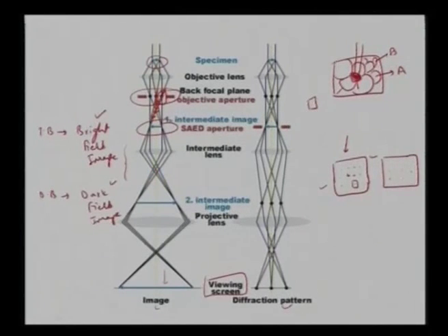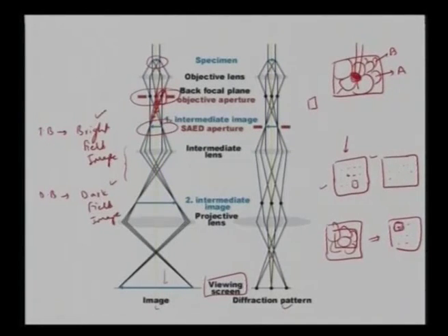If I take an area, and I can take a bigger area instead of a small focused regime, I can have an aperture which can accommodate more grains. If I choose this much area which has more grains, and I am getting some diffracting spots, alternately I can choose a particular diffracted spot.